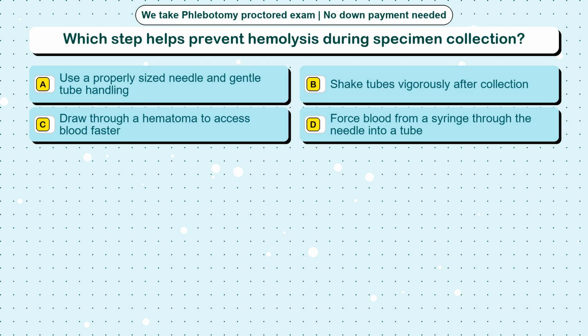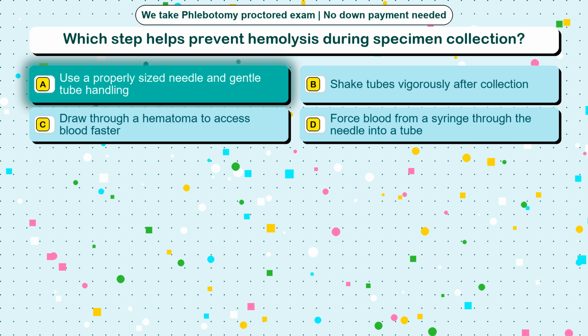Question 35. Which step helps prevent hemolysis during specimen collection? Option A. Use a properly sized needle and gentle tube handling. Option B. Shake tubes vigorously after collection. Option C. Draw through a hematoma to access blood faster. Option D. Force blood from a syringe through the needle into a tube. The correct answer is option A. Use a properly sized needle and gentle tube handling.